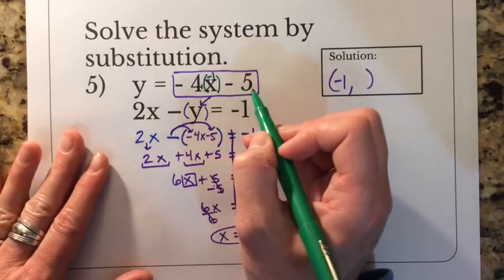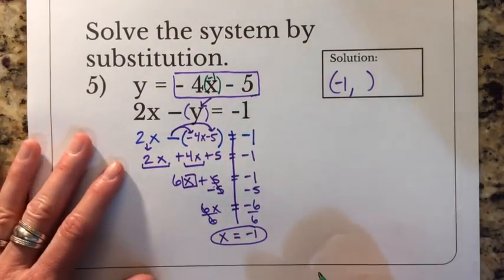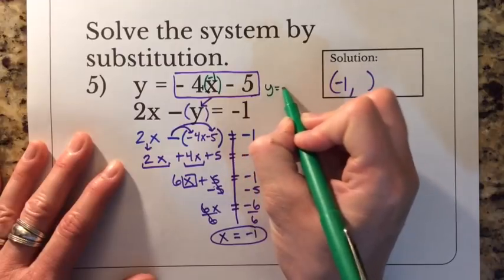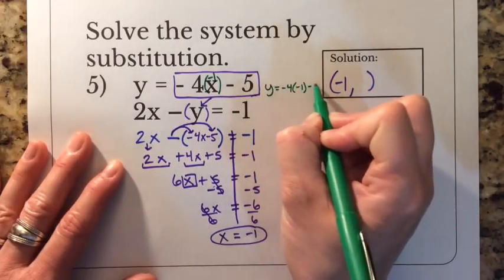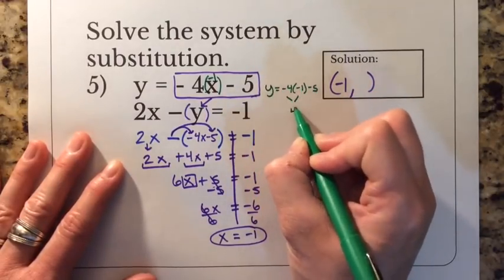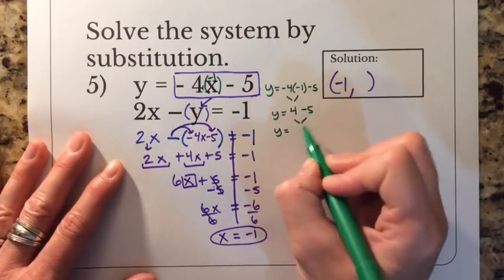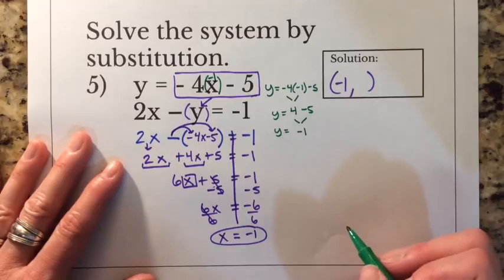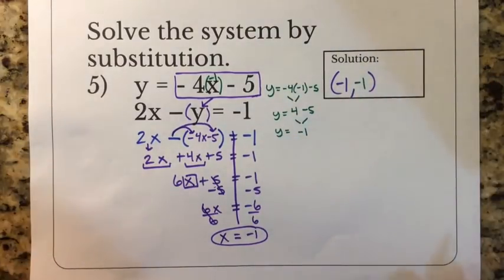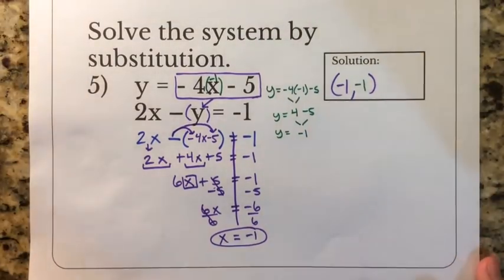Now, you might be able to do that in your head. If not, you could rewrite it. Oh, y is equal to negative 1. Did you get it in your head? Were you able to do it in your head? All right, there's our solution.